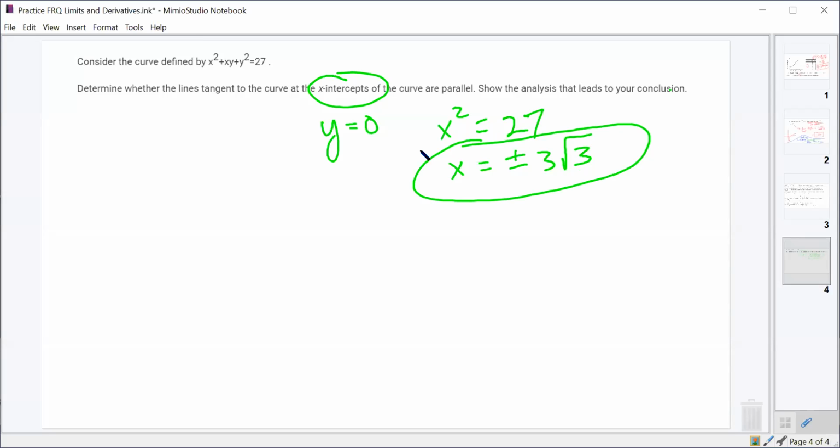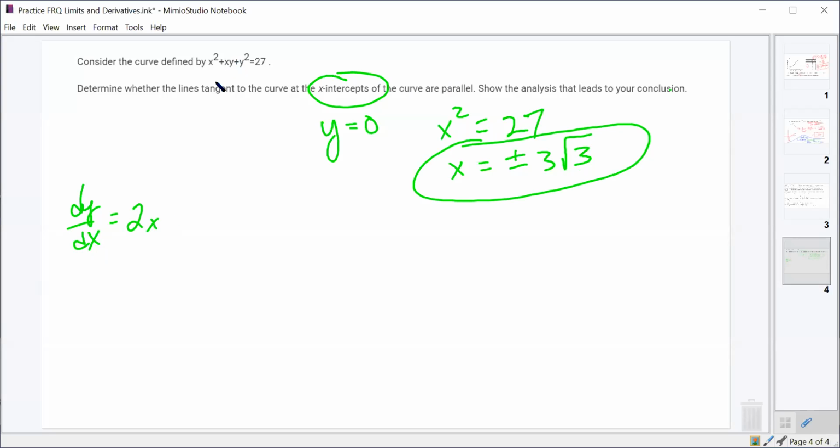we need to figure out the slopes of the tangent lines at each of these points. So we need to find the derivative. We need to find dy dx. So what does dy dx equal? Well, derivative of x squared with respect to x is 2x.